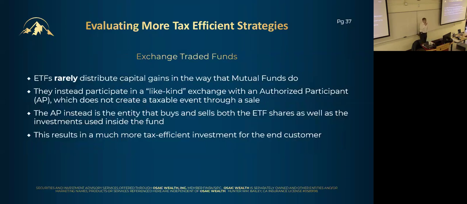So here's again basically the slide that's describing the exchange traded fund structure that I was talking about before. With ETFs, it's possible that they kick out capital gains, but they pretty much never do, because there's no point for them to do so if it's so much easier to just do a like-kind exchange with some sort of authorized participant out there, because it doesn't make a taxable event through the sale. So you're having more tax-efficient returns for your investors.